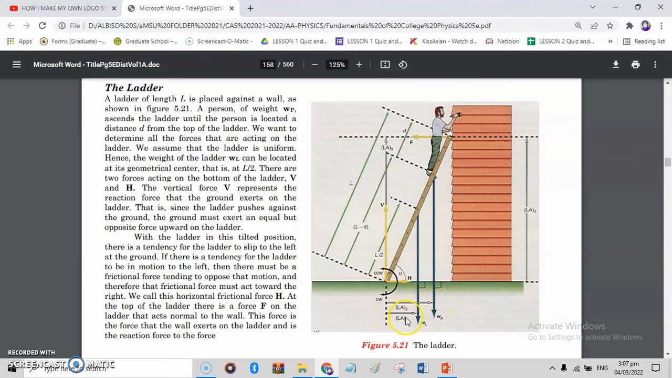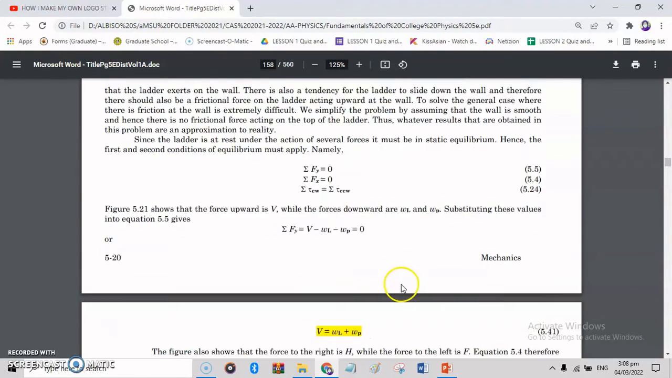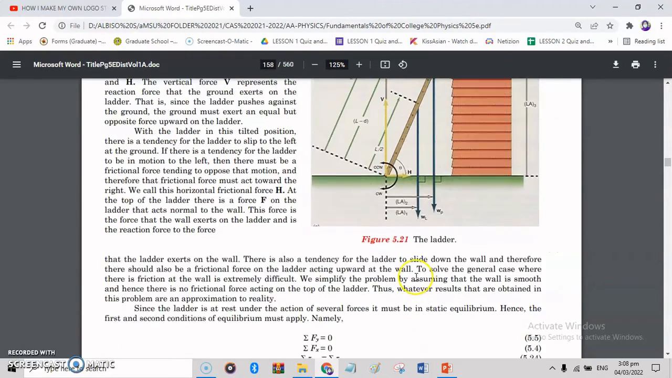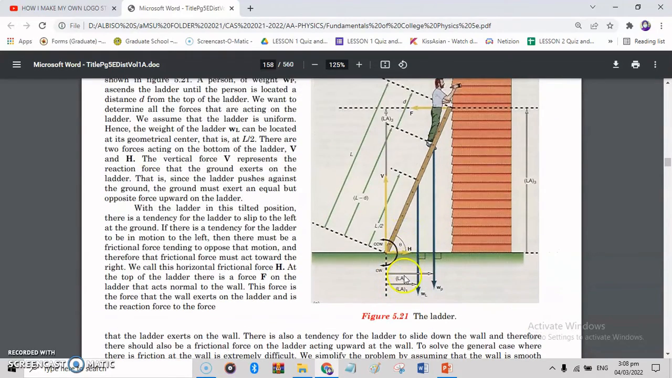And to get that LA1 and LA2, you see from this figure na may angle. Okay? So, your L is with regard to the x-axis. So, L cosine theta, ang L1 mo. Okay? So, ito, LA1 mo is ito lang. So, that is L1 half cosine theta. While yung isang LA2 is dito, so that is in here.